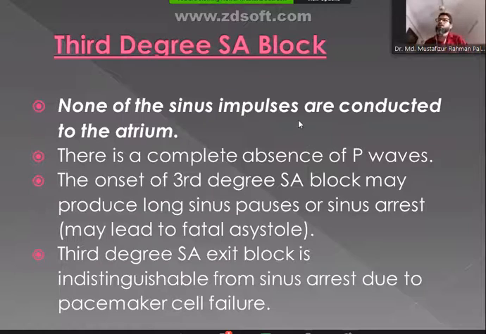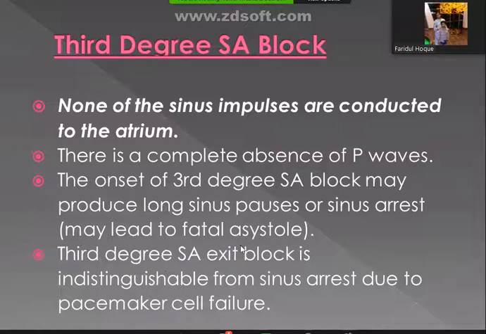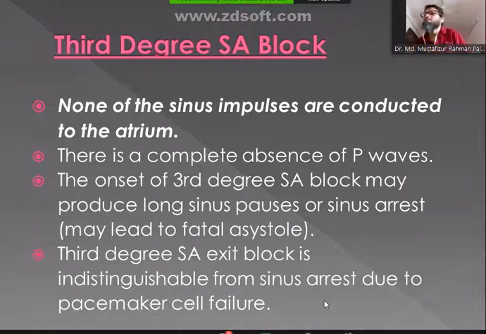And the third degree SA block is not found in the ECG because none of the sinus impulses are conducted to the atrium. It cannot exit from the SA node, so there is a complete absence of P waves. Asystole may even occur. It may be fatal also. But third degree SA block is indistinguishable from sinus arrest, very similar on the ECG.